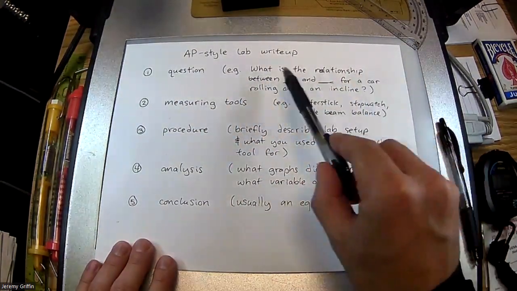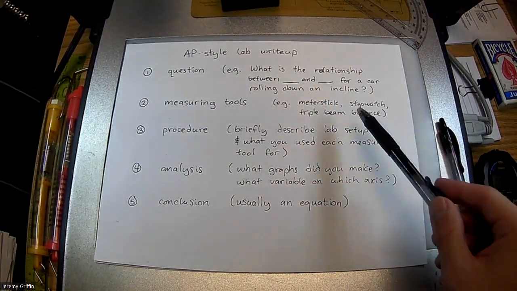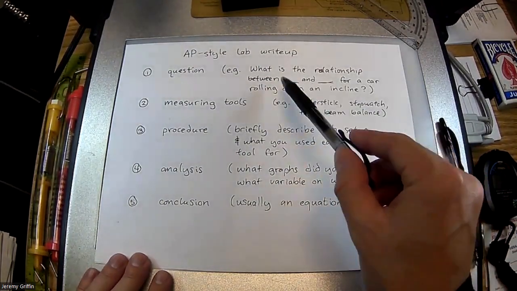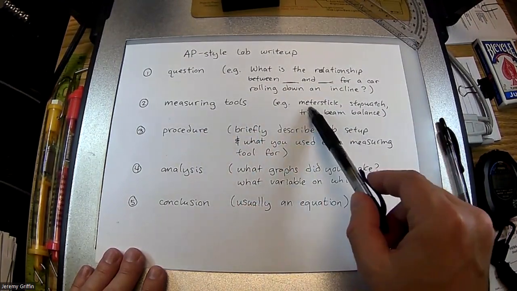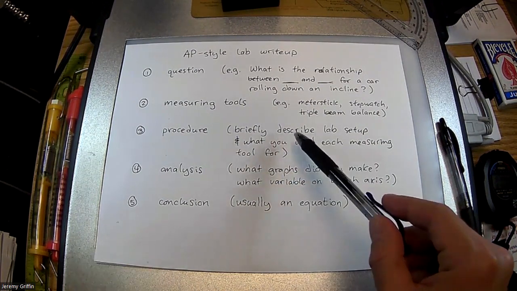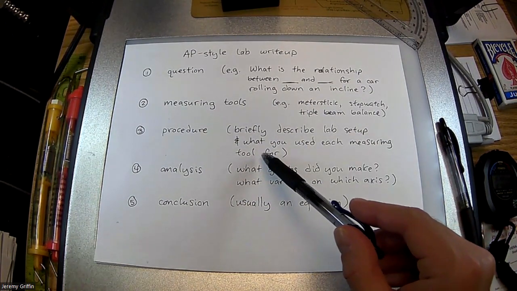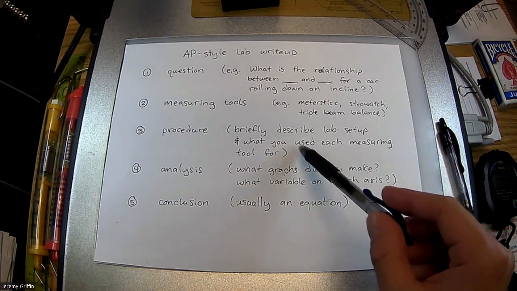So the question: what's the relationship between blah and blah for the car rolling down the incline? Depending on which suit you have on your desk, you know what to put in those blanks. Maybe it's X versus T. Maybe it's V versus X. Measuring tools: what measuring tools are you using? Your procedure: take 1 or 2 sentences to briefly describe the setup. Have an incline, ramp it up at some angle, roll the car down, boom. And then say what you use each measuring tool for.